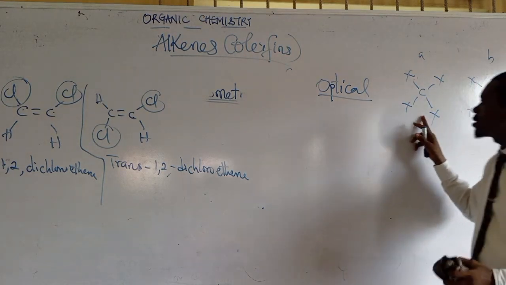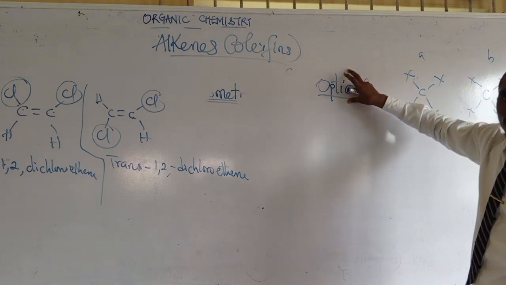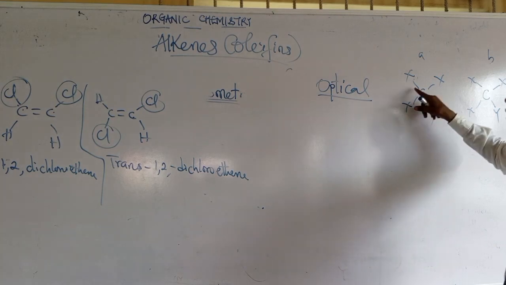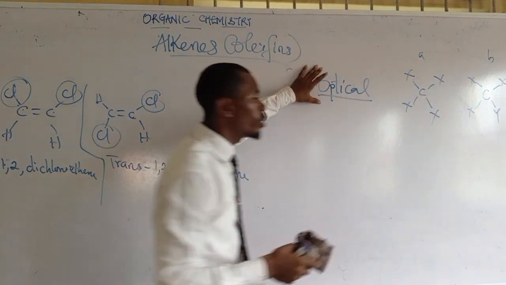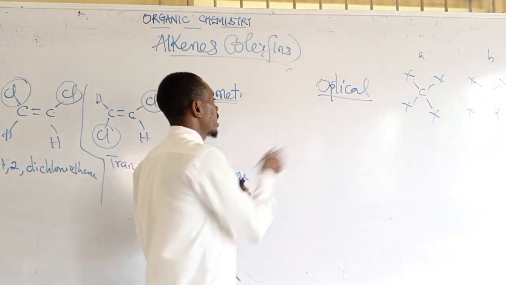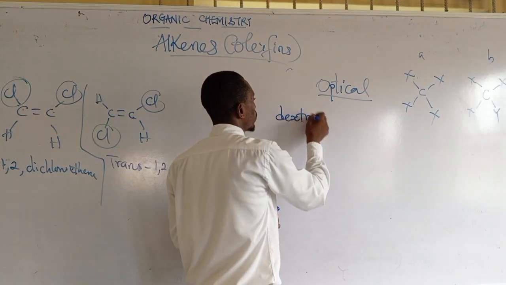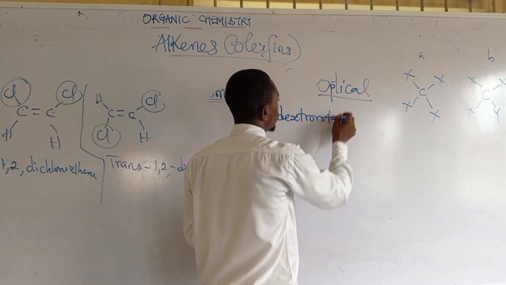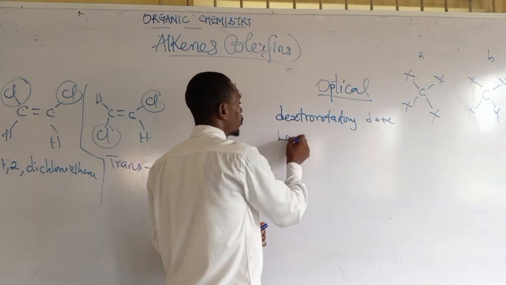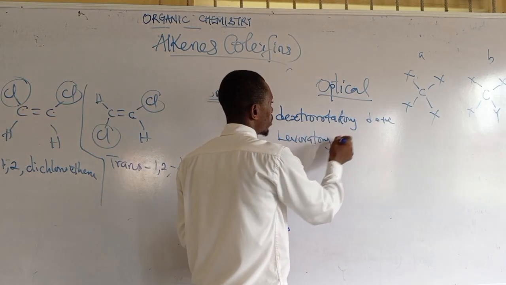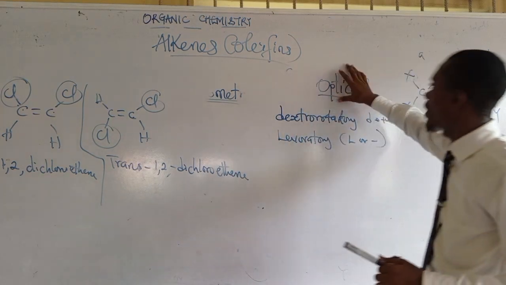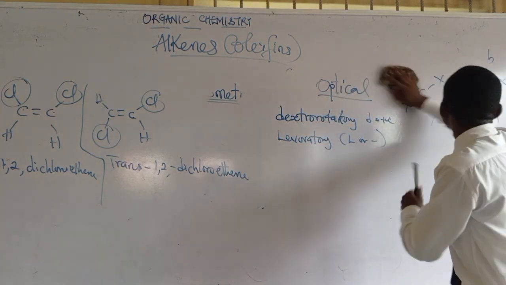So for a compound to have optical isomerism, there must be at least 1 chiral center, which makes the compound able to rotate the plane of polarized light either to the left or to the right. When it rotates to the right, it is called dextro-rotatory, D, or plus. To the left, it is called levo-rotatory, L or minus. Examples of compounds that have optical isomerism are glucose and lactose.